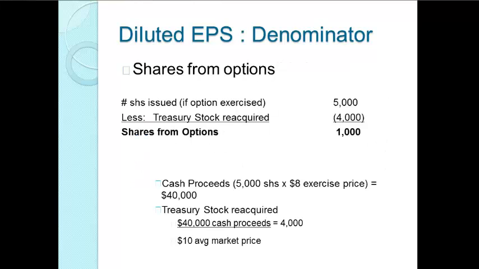Also in the denominator, you get the shares from stock options, and you take the number of shares issued if options exercised, minus the treasury stock reacquired. And the calculations for the cash proceeds and the treasury stock reacquired are at the bottom. And so you get the shares from options to be 1,000.